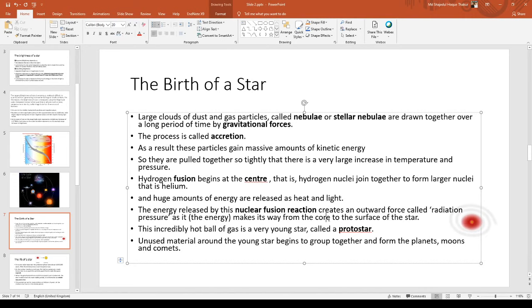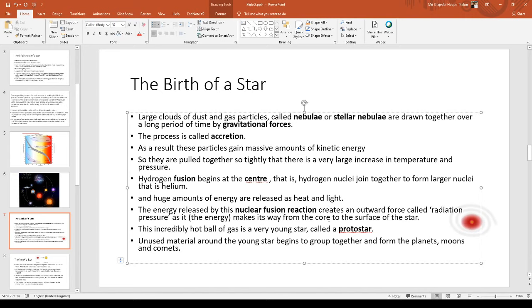There are two forces acting at work here. Okay, there are two forces at work. What are the two forces? Number one is the gravitational force that is pulling all the gases together towards the center. So the gravitational force is trying to make the ball smaller and smaller. What's the second force? The second force is the outward force. What do we call it? We call it the radiation pressure.